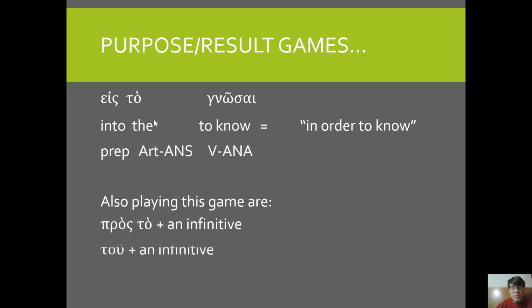Also, other ways to express purpose are pros to with an infinitive, or just the genitive article with an infinitive. And you're going to translate them all the same. You're going to translate them either in order to do the infinitive or with the result to do the infinitive. That's game number 1. Infinitives can be used to express purpose or to express result.